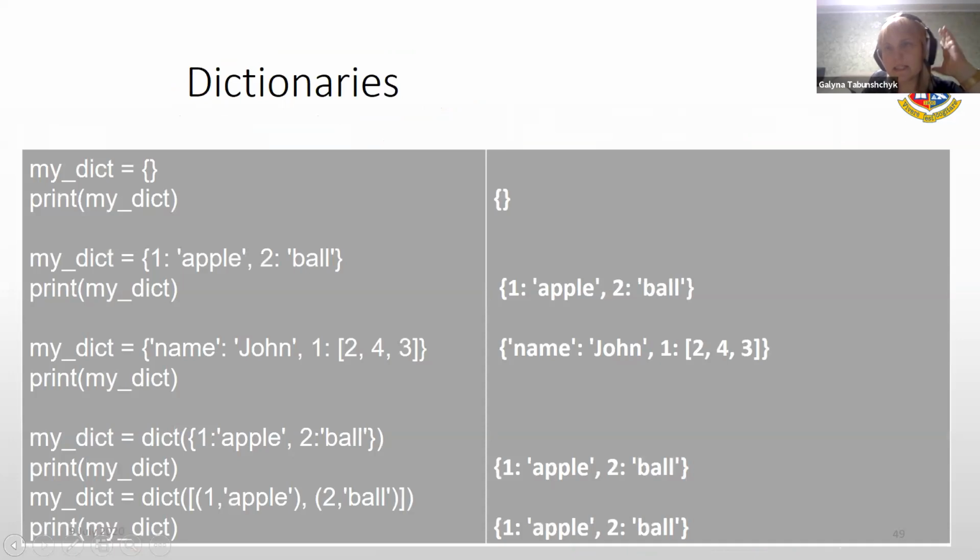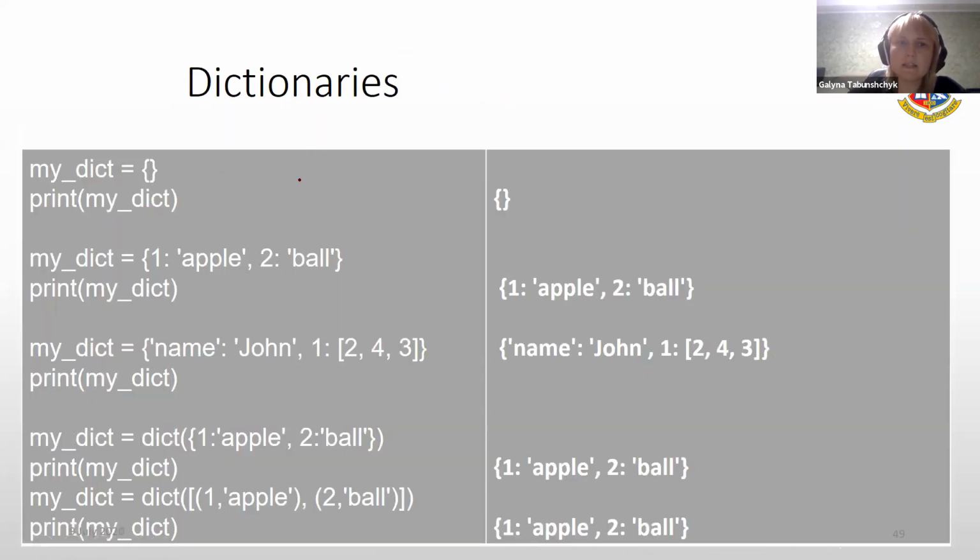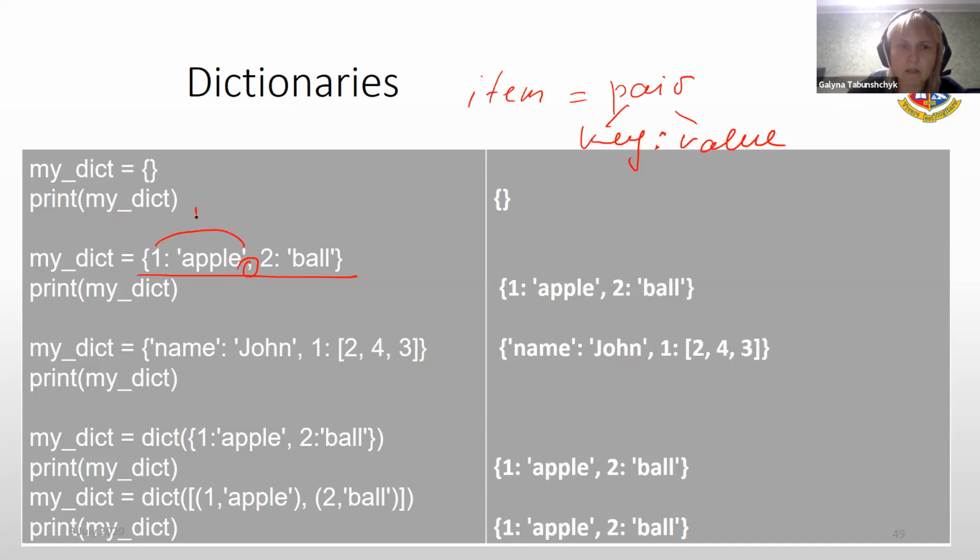Dictionaries. Dictionaries are another type. It's a new type where each item is a pair of key and value. Dictionaries are set in curly brackets, and each item, the same as in lists, tuples, sets, is separated with commas, yes. And this is our item or element, yes. This is our key, and this is our value.